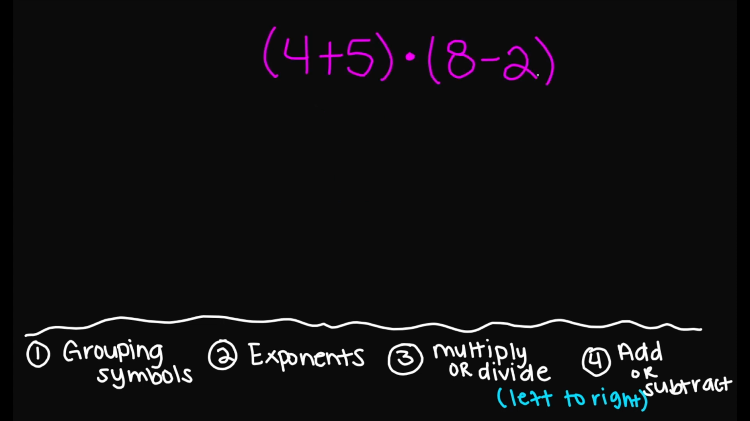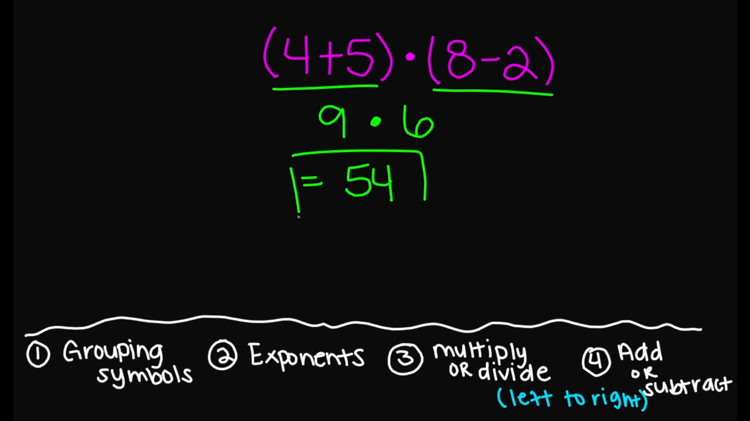Let's look at this example here. 4 plus 5 times 8 minus 2. Let's go from left to right. 4 plus 5, this is going to equal 9. And then I have here 8 minus 2, this is going to equal 6. So I'm going to now multiply. 9 times 6, this is going to equal 54. So your final answer here is 54.